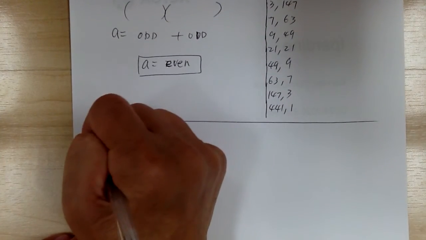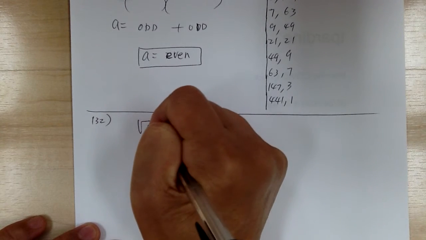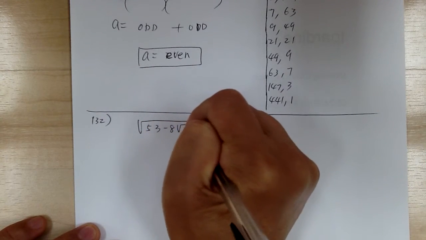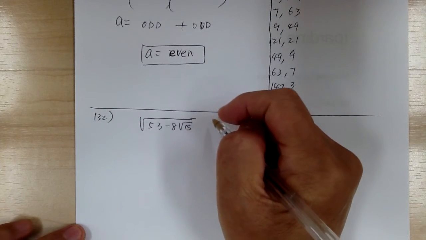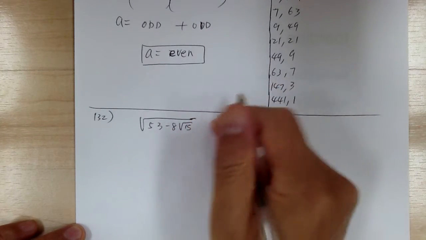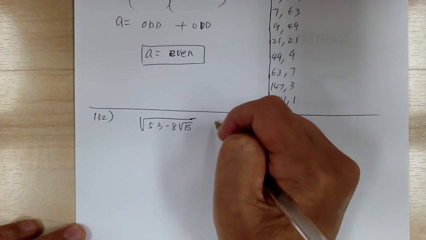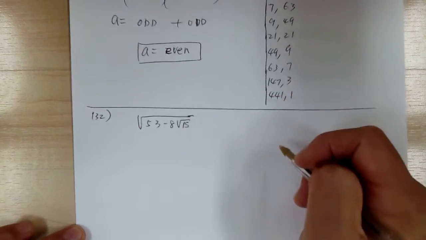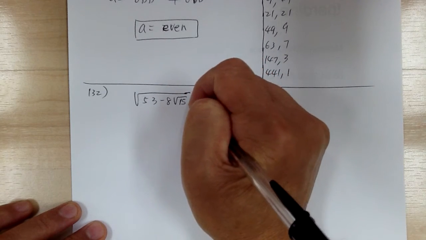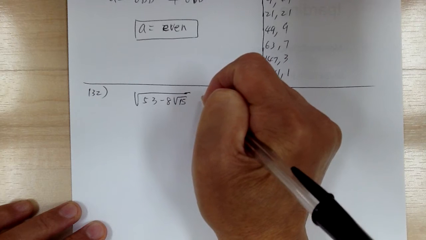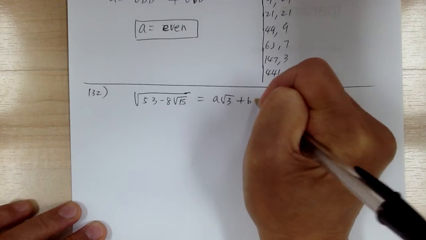Let's go to number 132. You're looking for the square root of 53 minus 8 square root of 15. This one we need to set into two different parts. Remember, square root of 15, you can break into square root of 1 times square root of 15, but usually that's less likely. More likely, you're going to have the square root of 3 and square root of 5, so we're going to try that first. So set it equal to a square root of 3 plus b square root of 5.